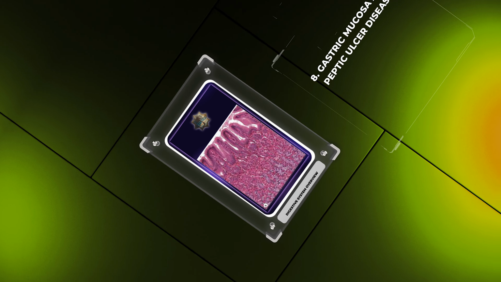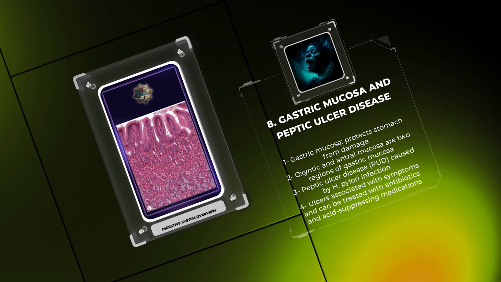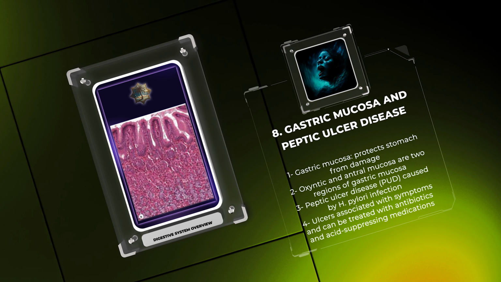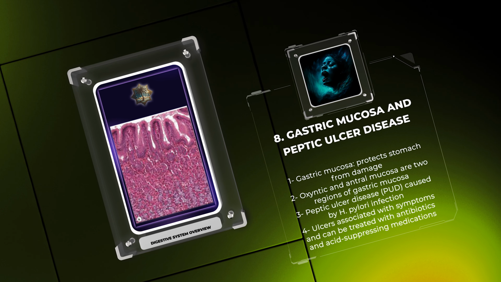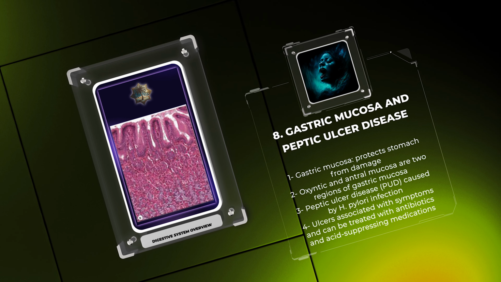The gastric mucosa protects the stomach from damage and consists of two regions, the oxyntic and antral mucosa. PUD is caused by H. pylori infection, which disrupts mucosal defense mechanisms. Ulcers are associated with symptoms and can be treated with antibiotics and acid-suppressing medications.